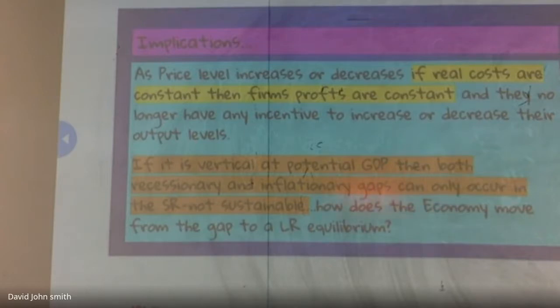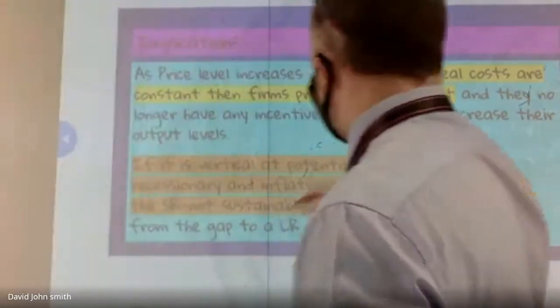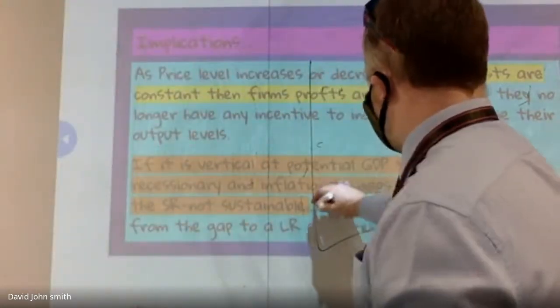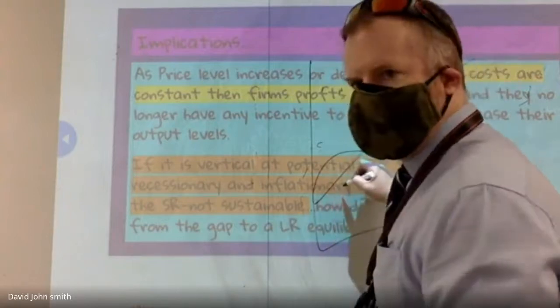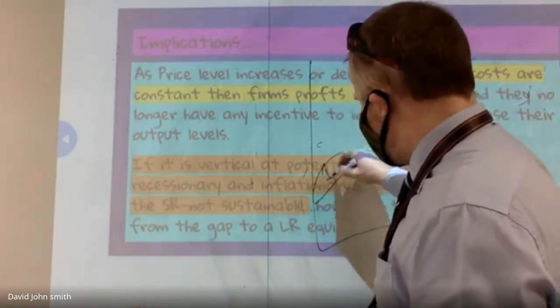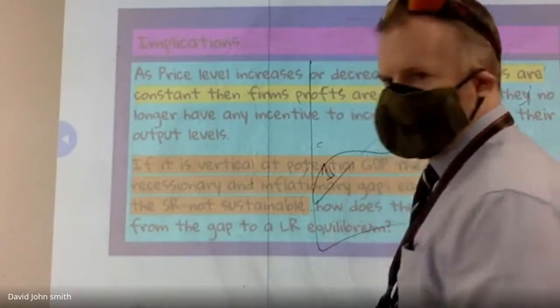So the gap itself exists. Then when you remove the gap, it disappears. And if you push it even further, then it will become a recessionary gap. We're not moving the LRAS, we're just moving around the potential. Right? So it's either inflationary or it's recessionary.